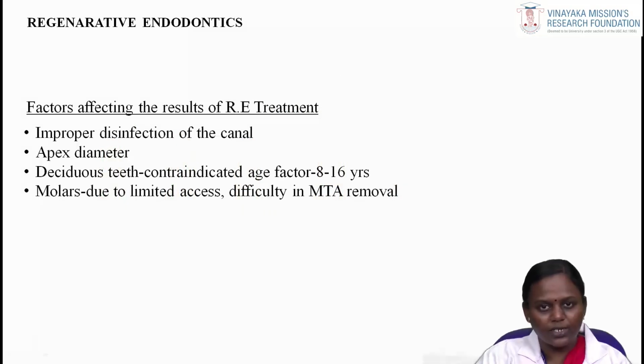What are the factors affecting the regenerative endodontic procedure? Improper disinfection of the canal, apex diameter. If the apex diameter is very less, we cannot do the regenerative endodontic procedure. Deciduous teeth are a contraindication for regenerative endodontic procedure. Molars are found to be contraindicated due to limited access and difficulty in the MTA removal.